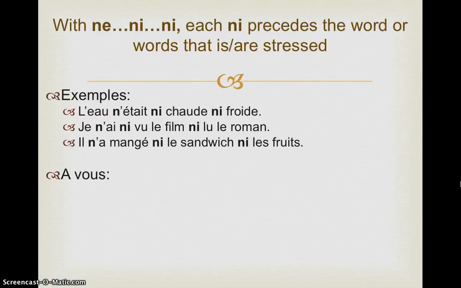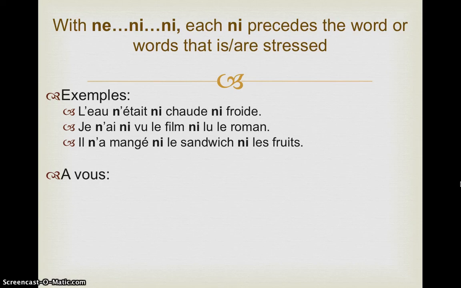Now with ne, ni, neither nor, you put the ni in front of the word or words that are supposed to be stressed. So in example 1, l'eau n'était ni chaude ni froide, you're putting the ni in front of the adjective that describes the water. The water was neither hot nor cold.